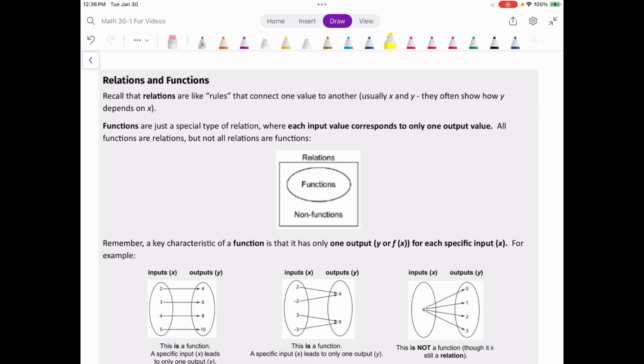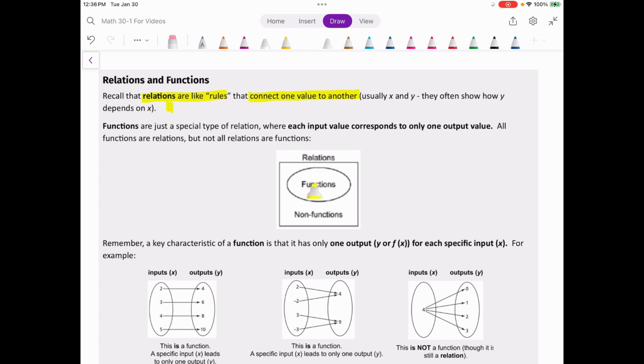But relations, the clue is kind of in the name, right? A relation is a relationship between two things. It's something that essentially connects one value to another. It's like a rule that shows you how one thing depends on another. Doesn't that sound a lot like a function? It should, because a function is actually a type of relation.